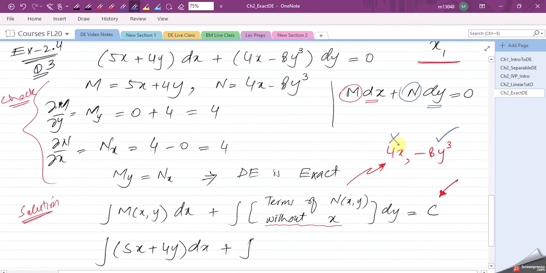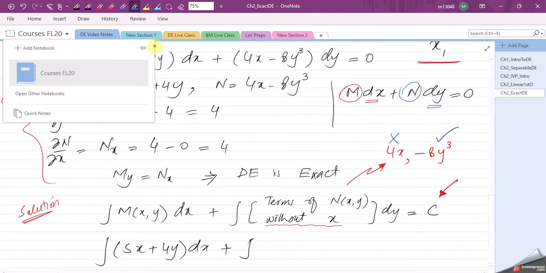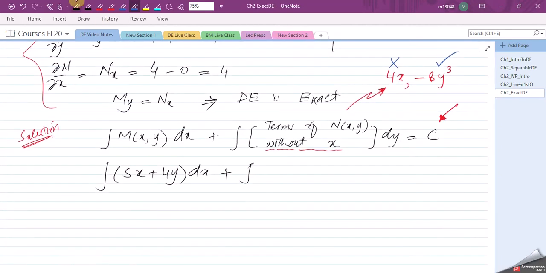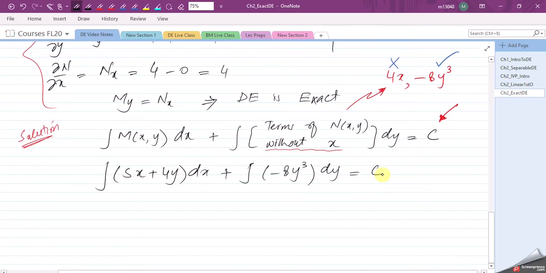This one we don't want. The whole term, this 4 and x both gone. No, we don't want this one. We only want the one on the right side. So we will only take this part, not the first part. So how will it look? The integral will look like minus 8y cube dy equals c. 4x we just ignored, deleted.